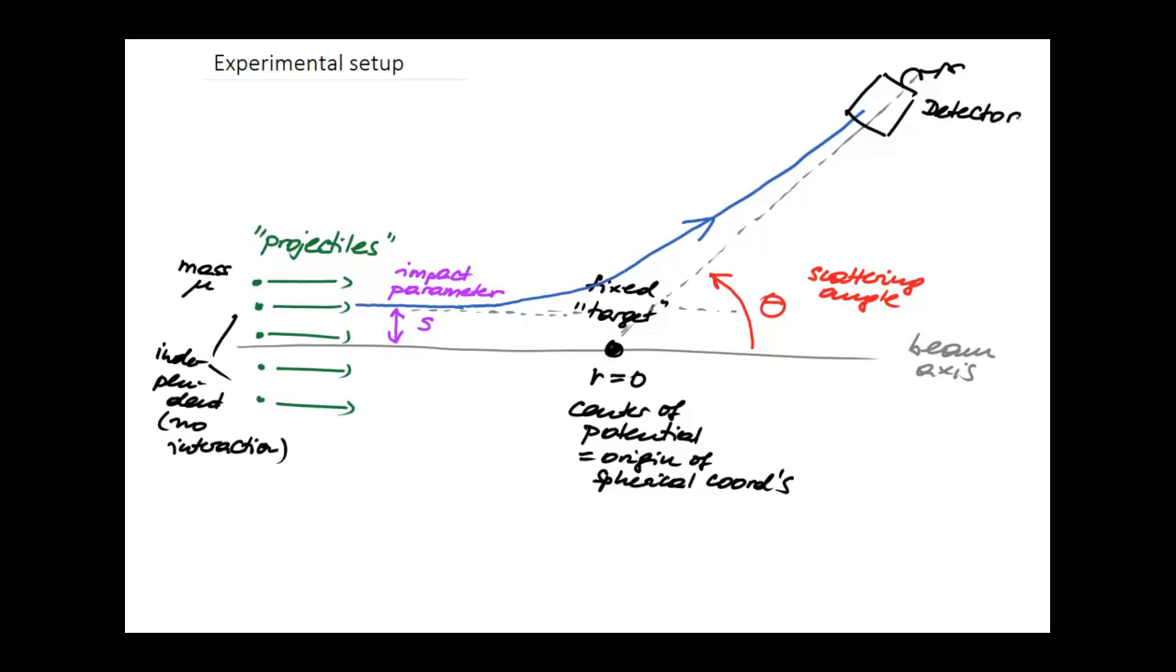The detector counts the number of projectiles hitting the detector in a given time interval. The detector has a finite size, and it covers a certain spatial angle as viewed from the target. There is a certain spatial angle d omega, which is covered by this detector.